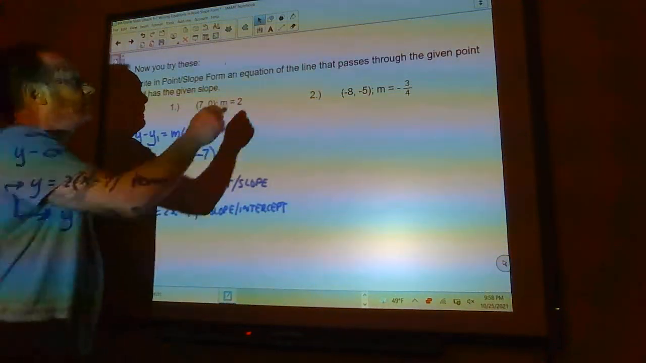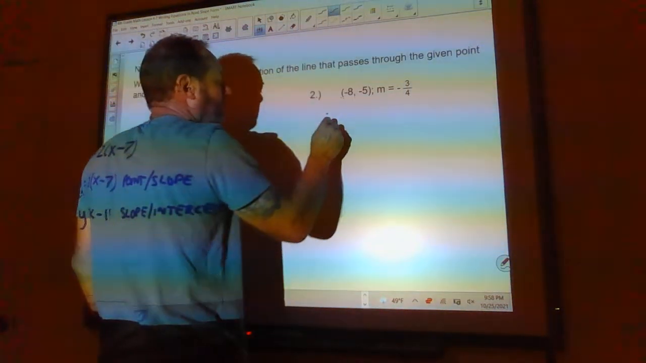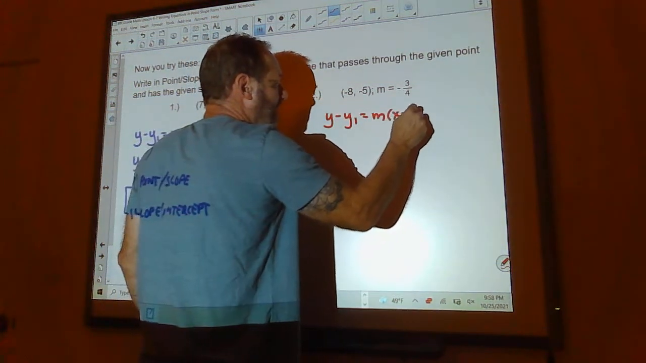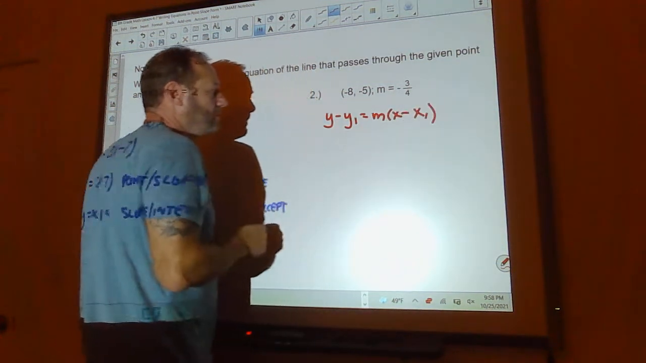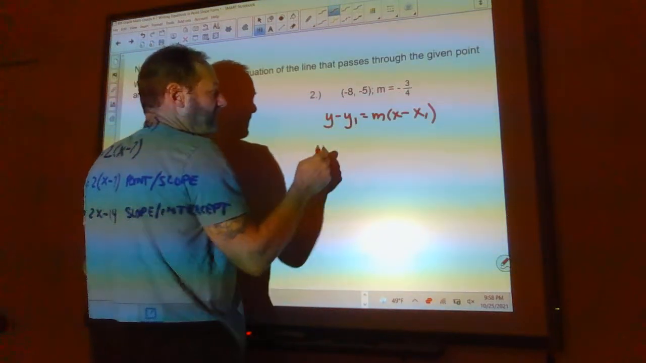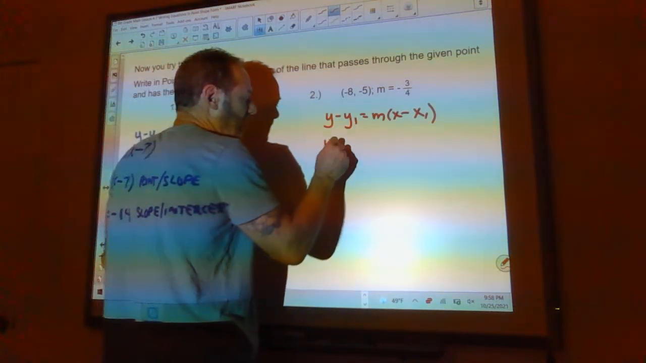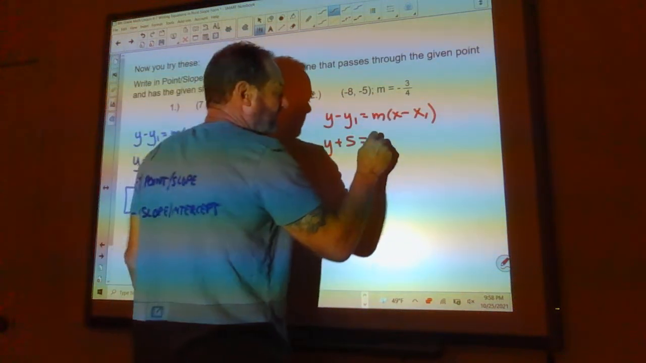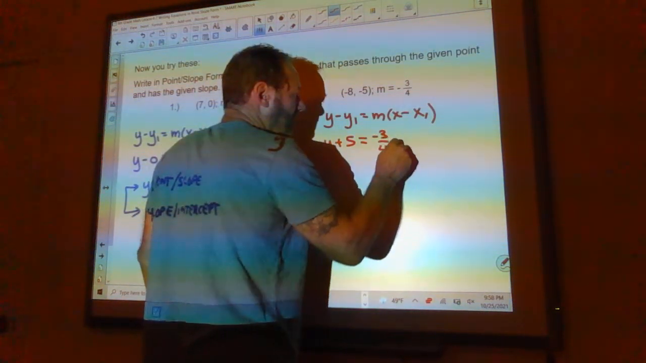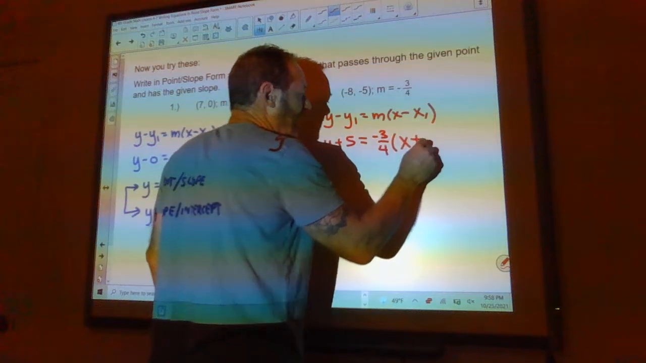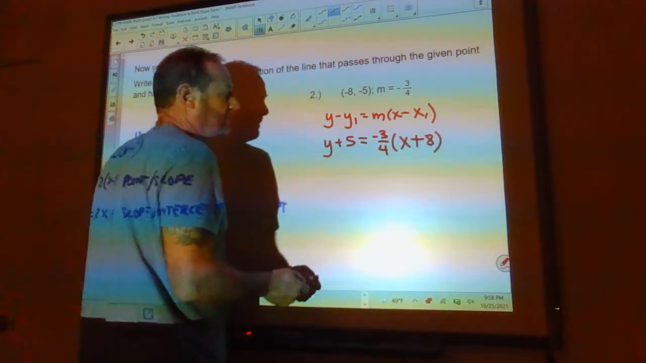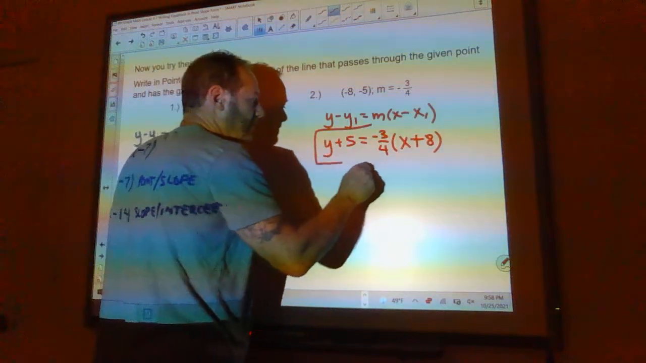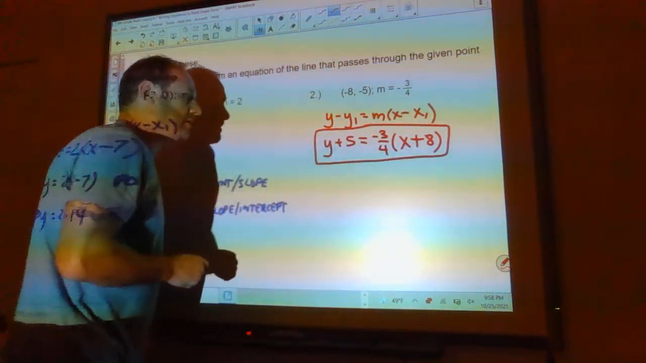Let's look at this one. Again, we're writing down the formula. Y minus y1 equals m times x minus x1. So the y coordinate is -5, so this is going to be y plus 5 equals -3/4 times x plus 8. Remember, these are always the opposite of whatever the point is. There's your equation. You are done.